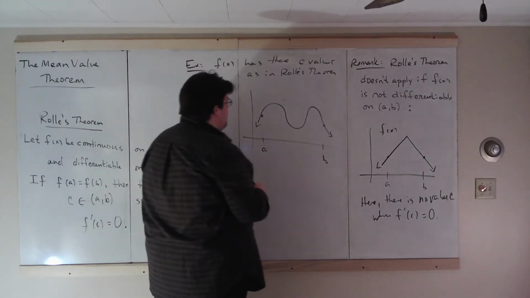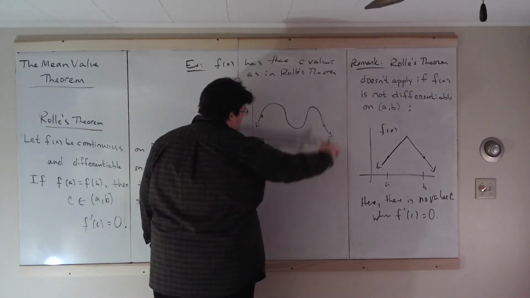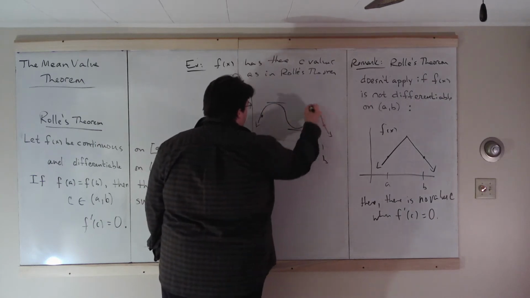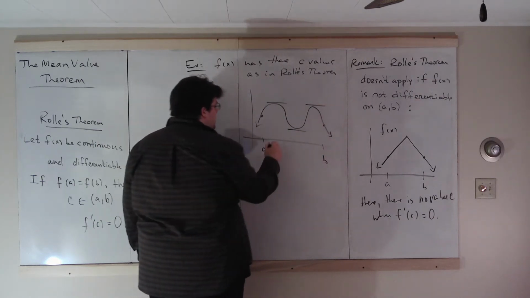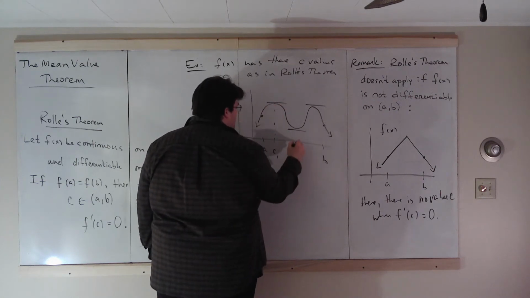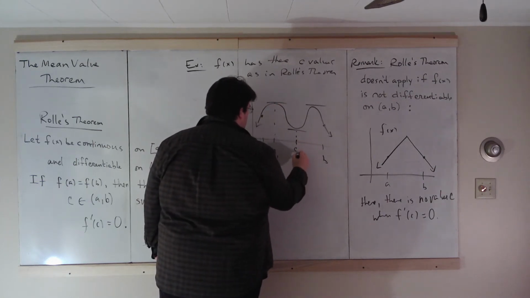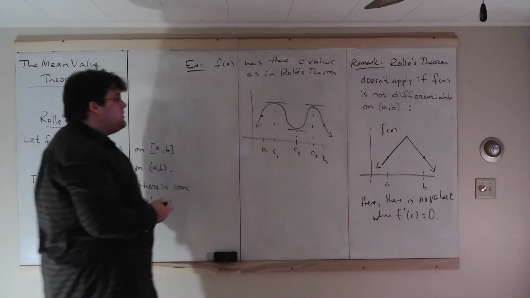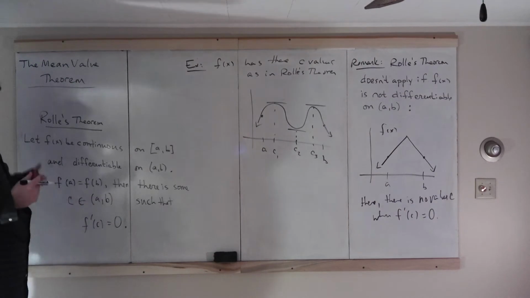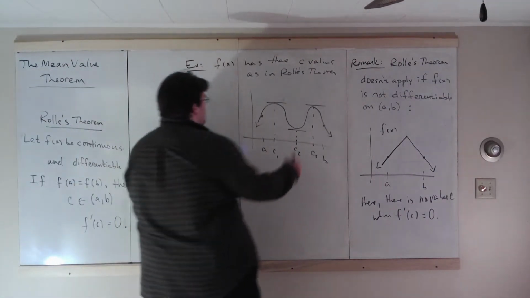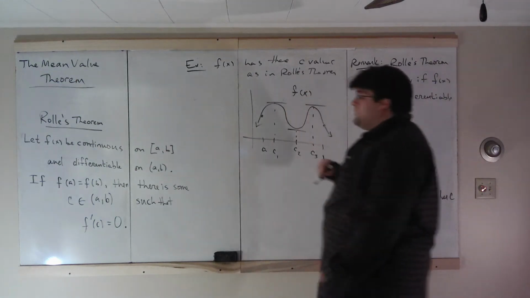You know, to make it 2, you could have gone lower under here. But right here, there are 3 such c values because we have 3 horizontal tangents. So I'll call them C1 right here, C2, and C3. But Rolle's theorem doesn't say there are necessarily 3. It does say that there is at least 1.